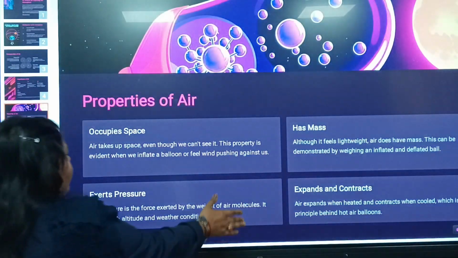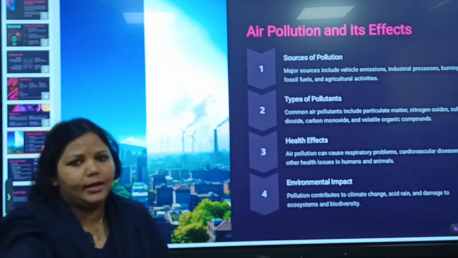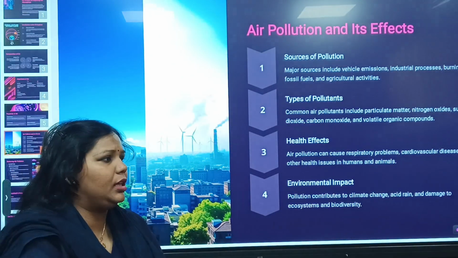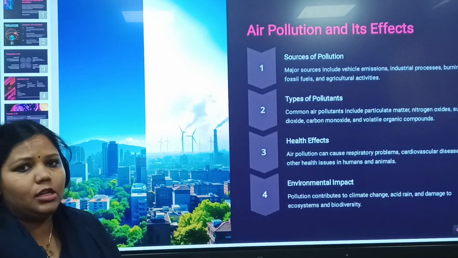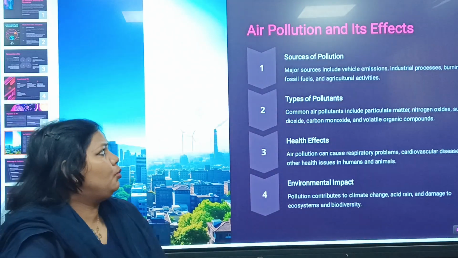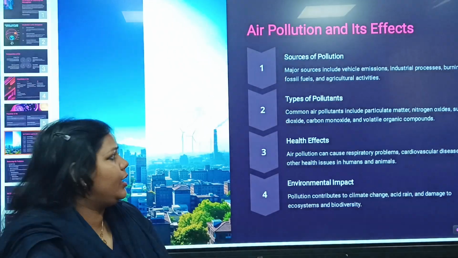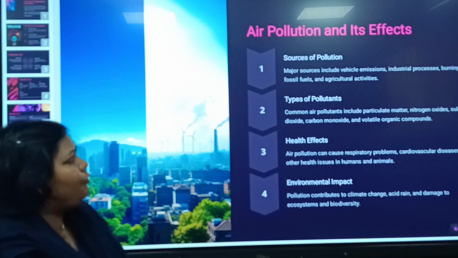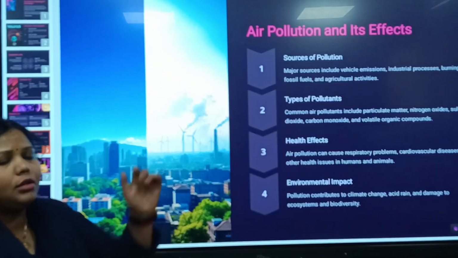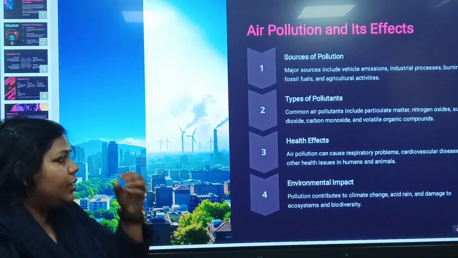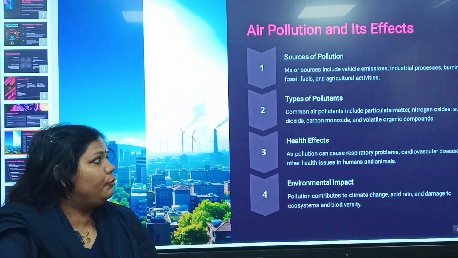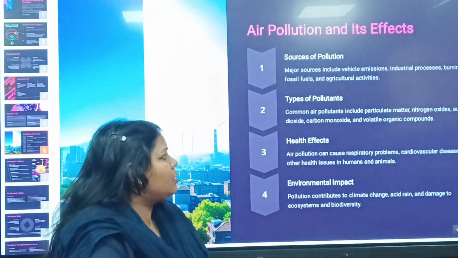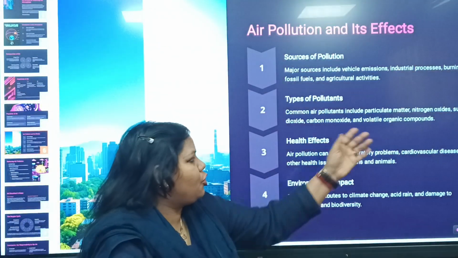Okay. Now we will come to air pollution and its effects. Pollution is basically the unwanted particles which come into the environment. So what are the sources of pollution? Everybody knows: emissions from vehicles, industrial pollution, burning of fossil fuels and agricultural activities. All these are the various components which are responsible for polluting the air. The types of pollutants basically are nitrogen oxide, sulfur.